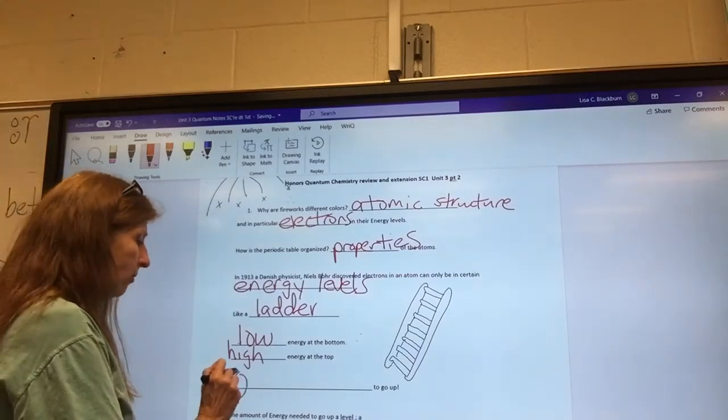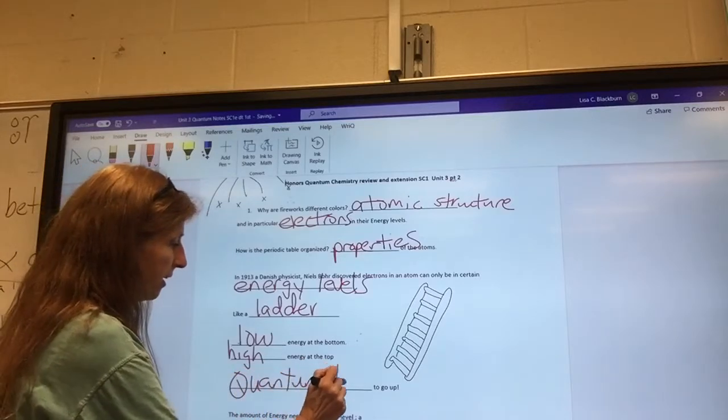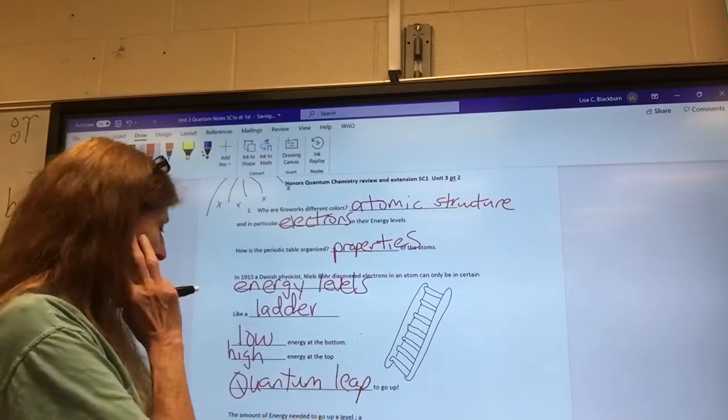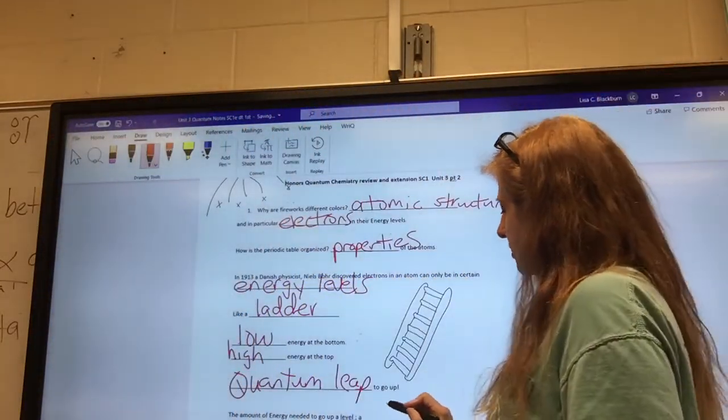When they jump, what's it called? Quantum leap. Quantum leap as they go up. The amount of energy to go up a level is called a quantum.